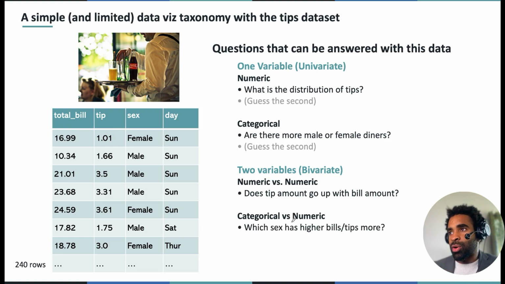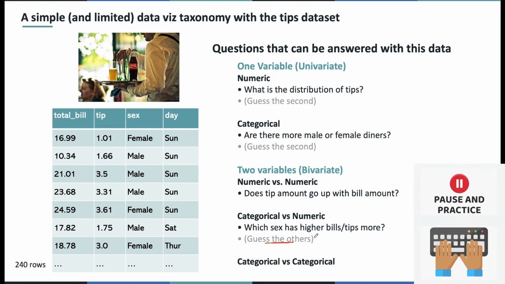And then for categorical numeric, we could ask, which sex has higher bills? So which sex tends to pay higher bills? And also maybe which sex tips more. And you can guess what the other pairings would be between categorical and numeric. What other kinds of questions could we ask?